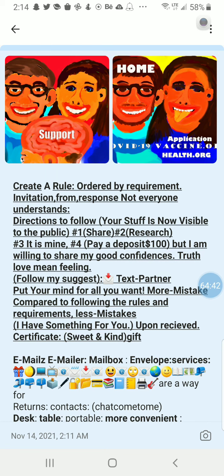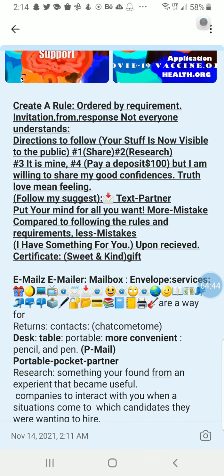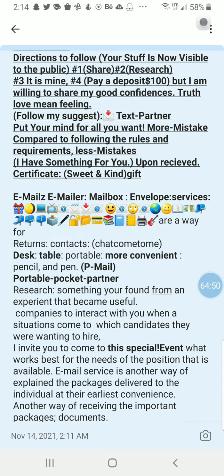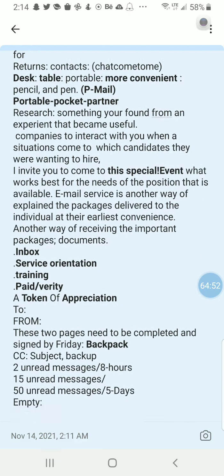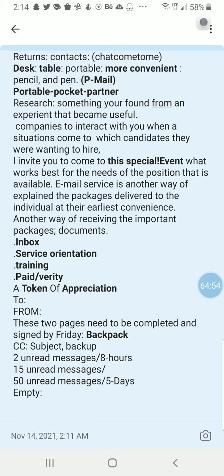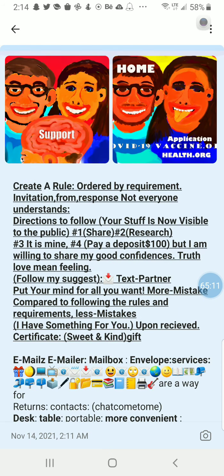And then also knowing what is recommended and such. But talk about the table right here; I'm sure we've all seen this. These two pages need to be completed and signed by Friday. So each time, think about your invitation to this special event. That's something to think about.